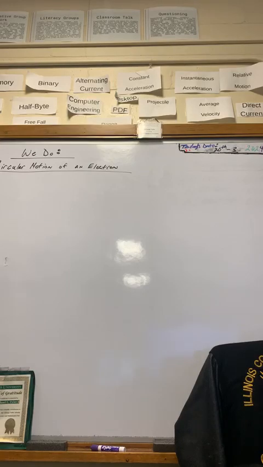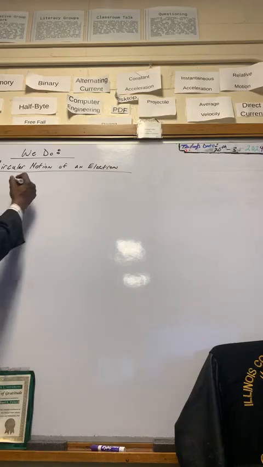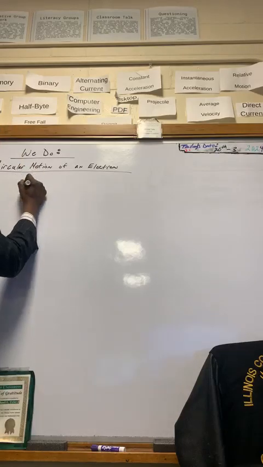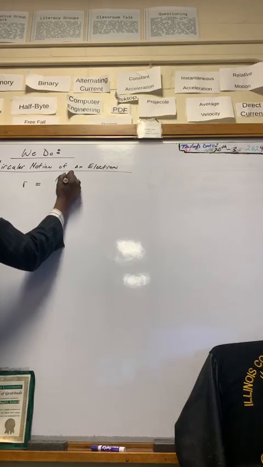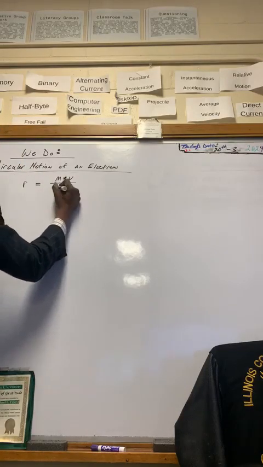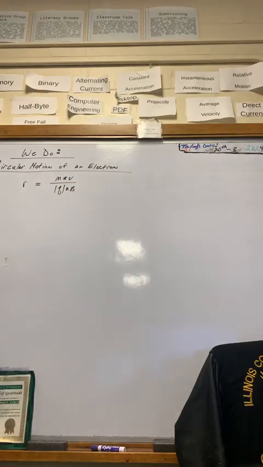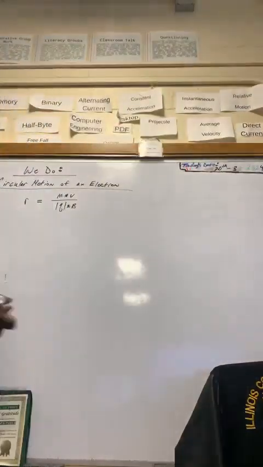Well, R equals M times V divided by Q times B, which is our radius equation. It's how a charged particle moves in a circle, which is what we talked about. So R is equal to the mass multiplied by the velocity, divided by the absolute value of the charge times the B field, which we're going to be given in the problem.